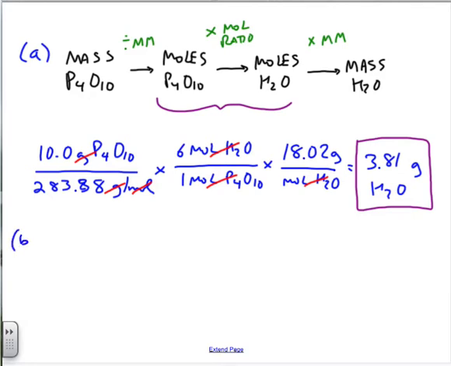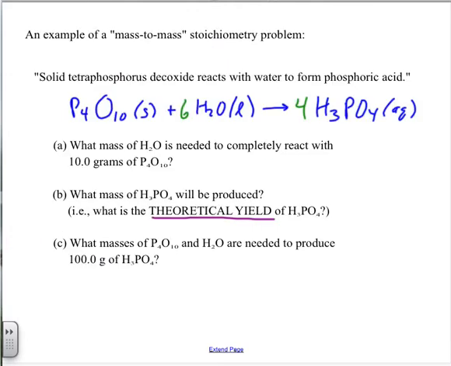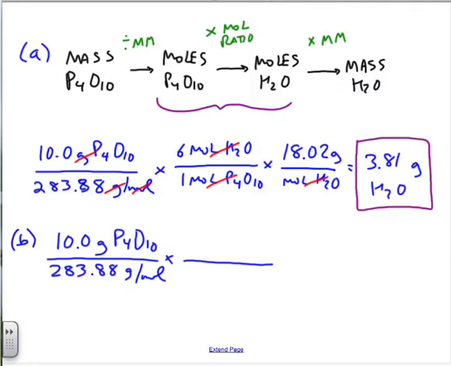For part B, I'll do exactly the same process to figure out how many grams of phosphoric acid I'll get. The only difference is I'll be using a different mole ratio and a different molar mass. I'll start with, again, the mass of P4O10 that I'm given. I'll convert that to moles by dividing by its molar mass. Now, though, because I'm trying to get to moles of phosphoric acid, I'll multiply by a different mole ratio, which in this case is going to be 4 moles of phosphoric acid produced for every 1 mole of P4O10.